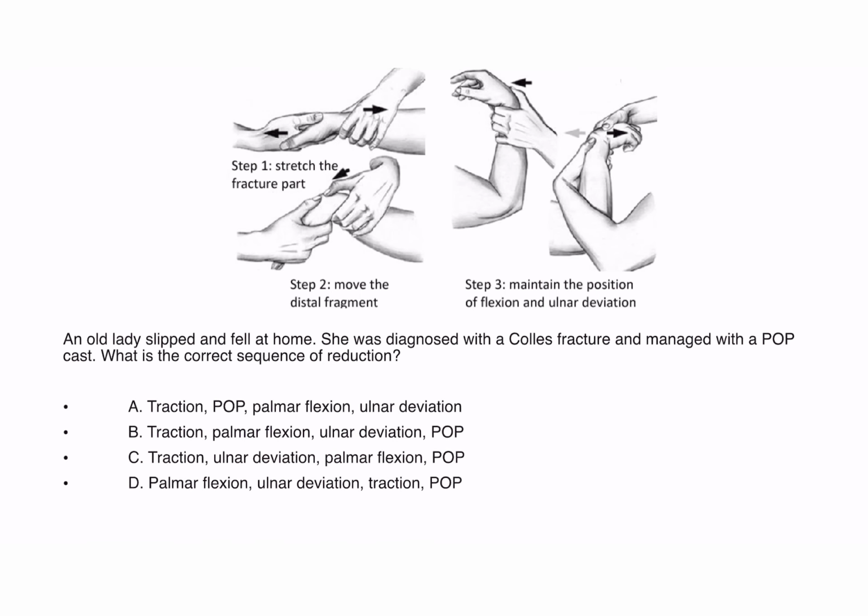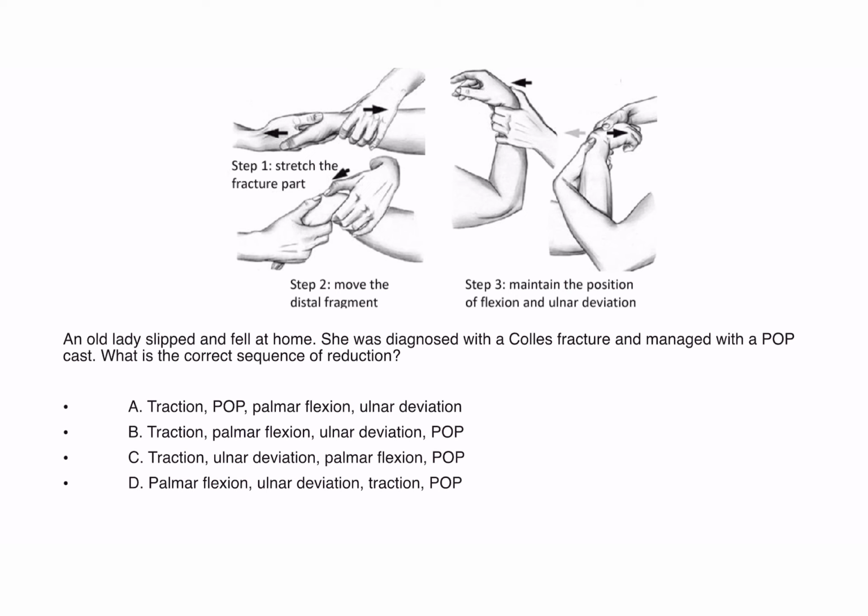An old lady slipped and fell at home. She was diagnosed with a Colles fracture and the management is with a POP cast. What is the correct sequence of reduction? Okay, this is now an important question. Ever since 2015, if I'm not wrong, AIIMS was really interested in the reduction of Colles, but they were asking in a different way. They asked questions like, what is the deformity type in a distal radius fracture?